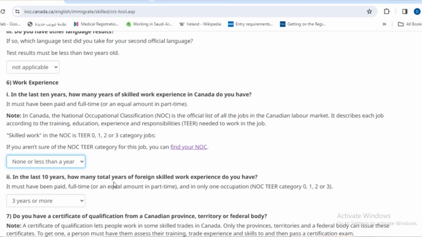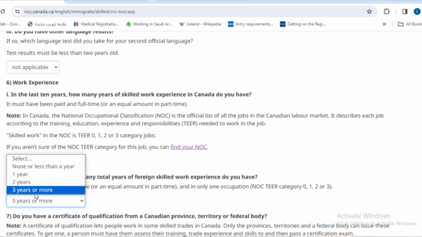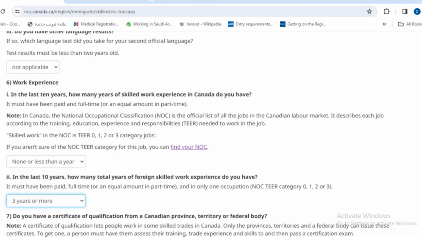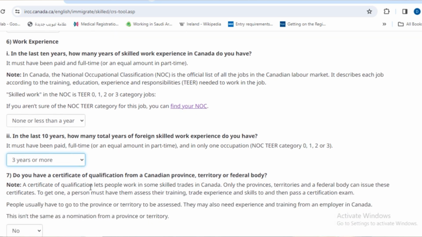In the last 10 years, how many total years of foreign skilled work experience do you have? I'm going to say 3 years or more for me. And then, do you have a certificate of qualification from a Canadian province, territory, or federal body? If you have a certificate of qualification, for example, if you're a registered nurse and you sat and passed the NCLEX RN and you've gotten a certificate of qualification from the Canadian nursing regulatory body, then that's going to be a yes for you. So for me, that's going to be a no.